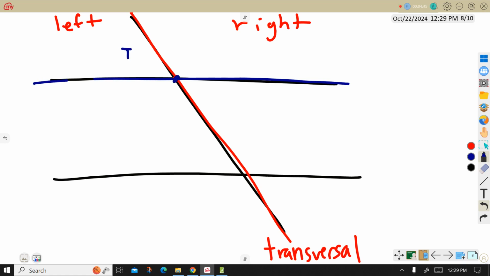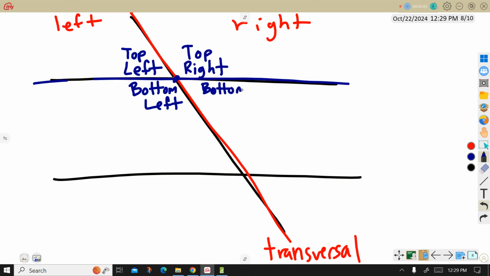This angle, for instance, is on top of the blue line. So I could say that this one is on the top left. This one is on the top right, if you understand what I'm trying to say. I would call this one the bottom left, because this angle is on the bottom of that blue line, and we can call this one the bottom right, because this one is on the bottom of the blue line, but it's on the right side of the red line. So this is what corresponding means. This is the idea I'm trying to get.